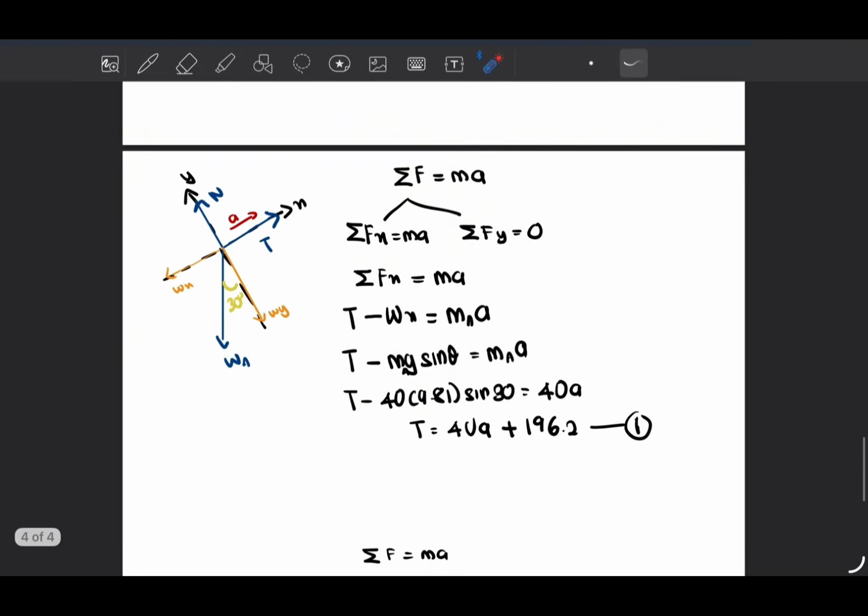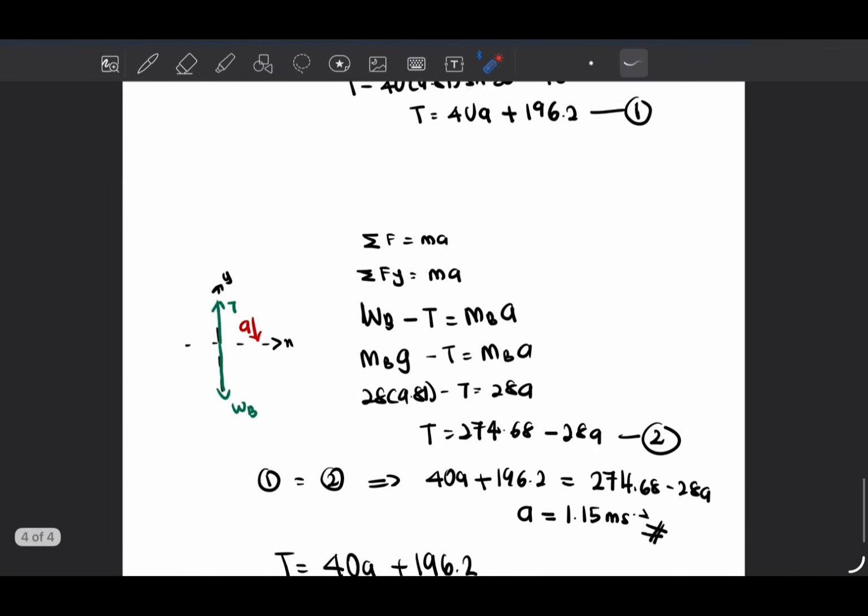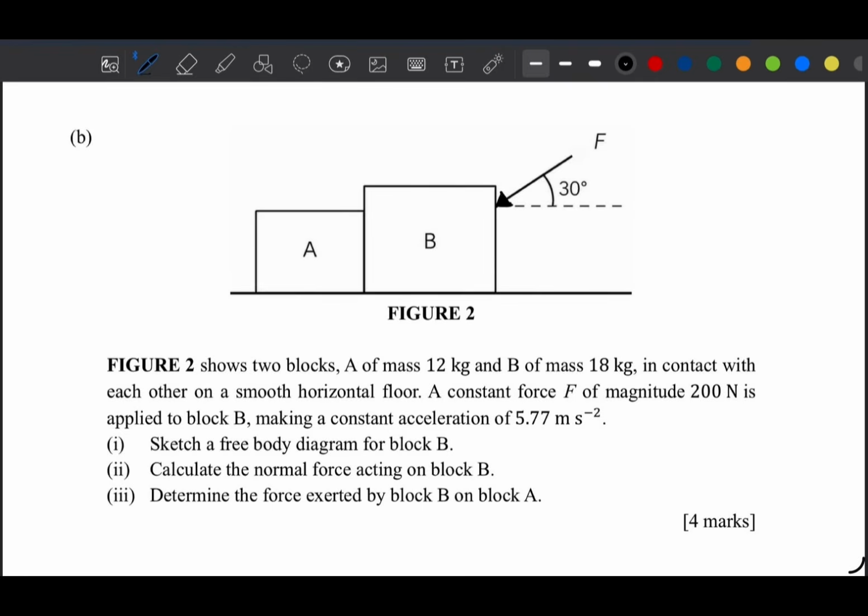Then you can do your question B, which asks you to determine the tension and also the acceleration. So let us continue with question B.